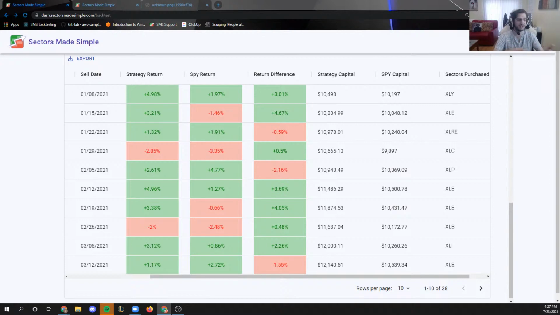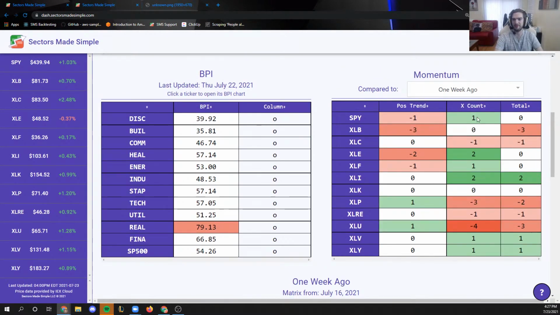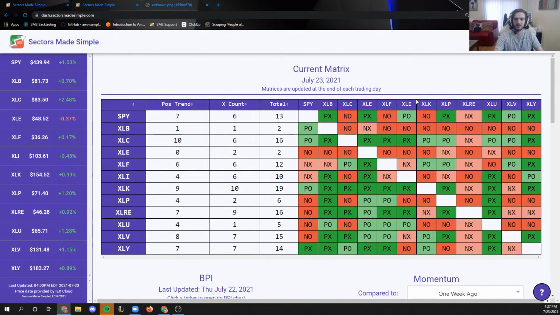You can start to say, well, there's 2 sectors that have X counts of 2 or more. I can buy 2. Or you can look and find, instead of buying the sector ETF, you can then go and look at companies within a leading sector. Before I get to that, I want to answer these questions.